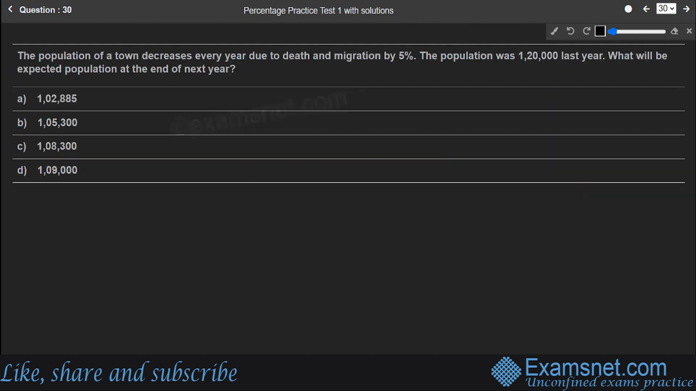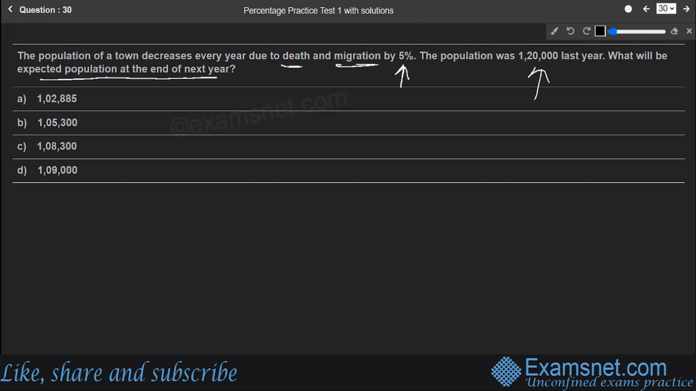Now, the population of a town decreases every year due to death and migration by 5%. Okay, the population was 1,20,000 last year. What will be the expected population at the end of next year? For this type of question, when there is an increment or decrement in the population sequentially after every year by the same rate, then we have a formula.